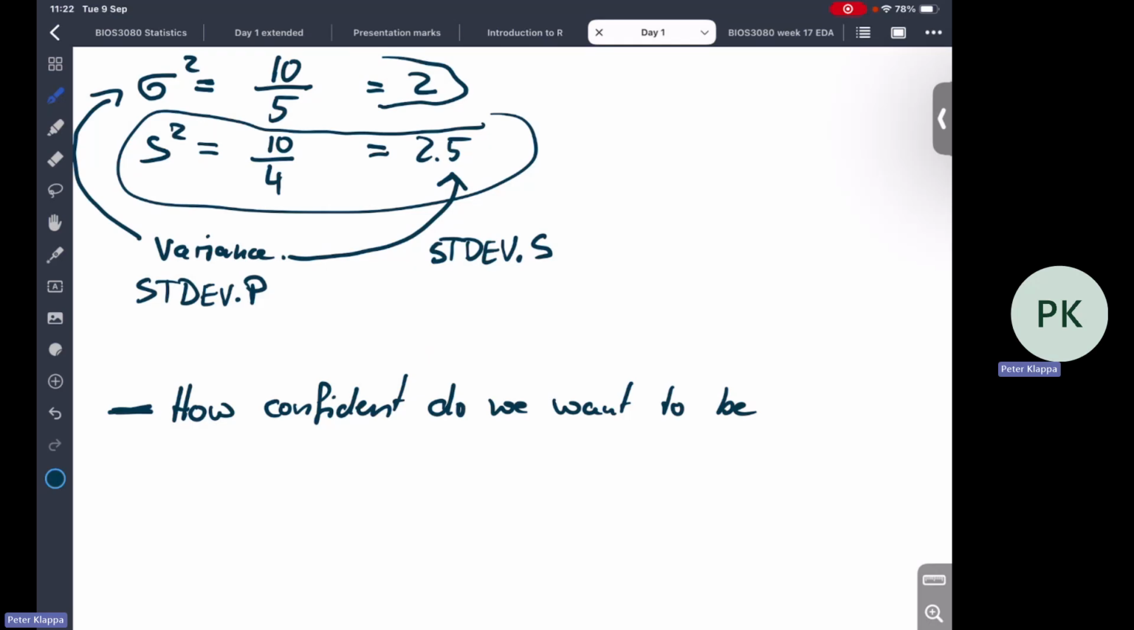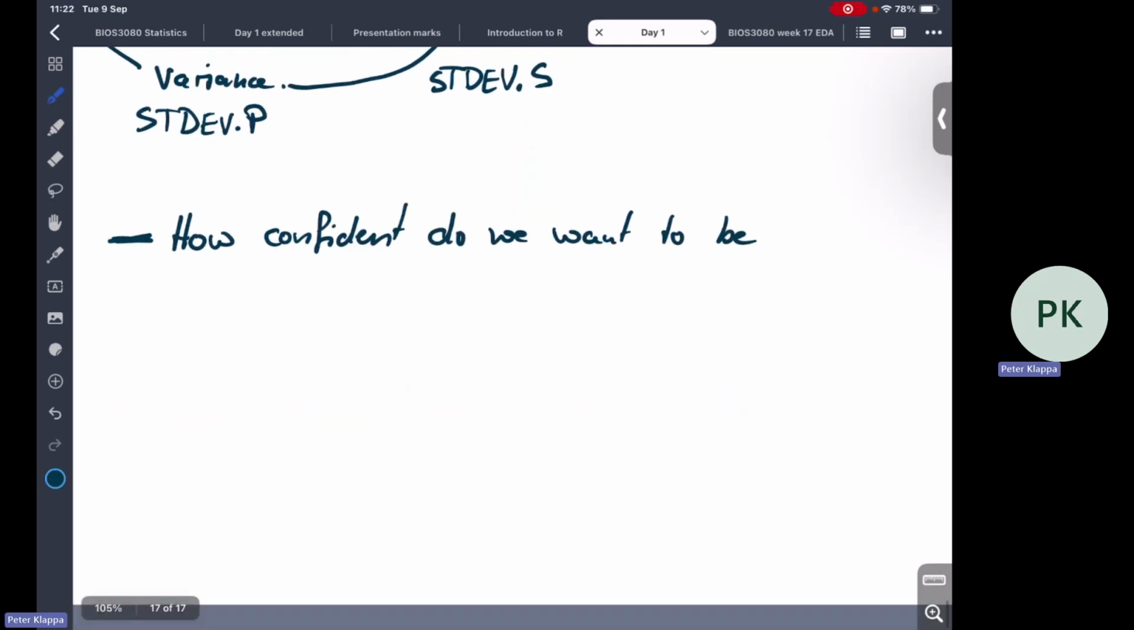And that boils down to making decisions. So, for example, we have, let's say, 175 centimeters. That is what we got from our sample.